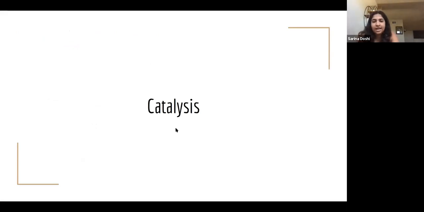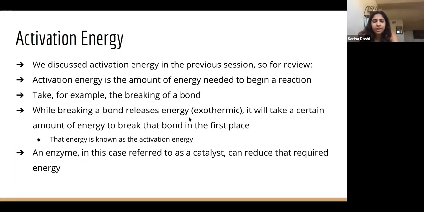So now talking about catalysis. So for catalysis, we have activation energy. So we discussed activation energy in the previous session, so we're just going to do a bit of a review on it. Activation energy is the amount of energy needed to begin a reaction. So before you're even thinking about completing an endothermic or exothermic reaction, you're going to need energy. Take, for example, the breaking of a bond. So while breaking a bond will release a whole bunch of energy, it is exothermic, it will take a certain amount of energy to break that bond in the first place. So that energy is known as the activation energy.